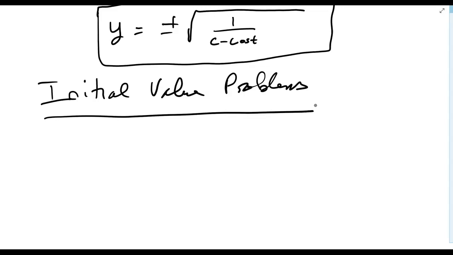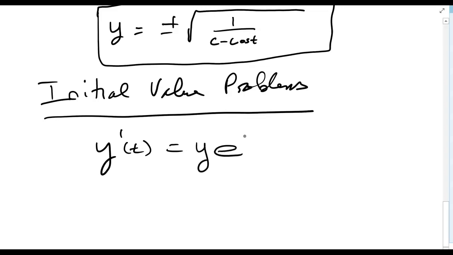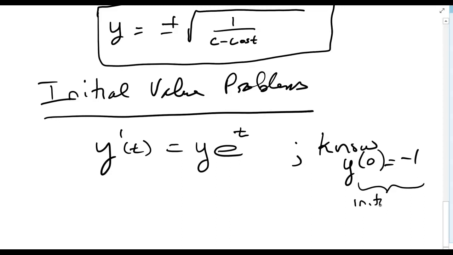So let's look at a basic problem. So we'll do y prime of t equals y times e to the t. But we also know, or will be given, our initial condition. So this is our initial condition. All right. y of 0 equals -1. So we're going to come back to that initial condition after we solve for it.